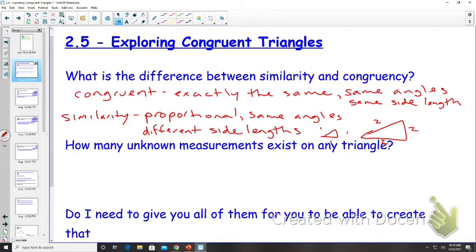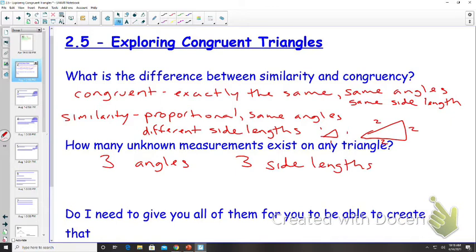Okay, how many unknown measurements exist on any triangle? Well, 3. 3 what? So 3 is a good number, but what are the possible unknowns for our triangles? What do we have? 3 angles and 3 side lengths. So if you meant lines by side lengths, then yes.